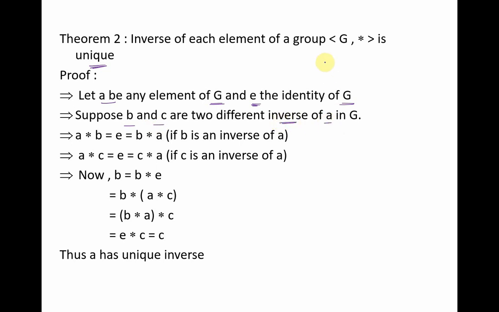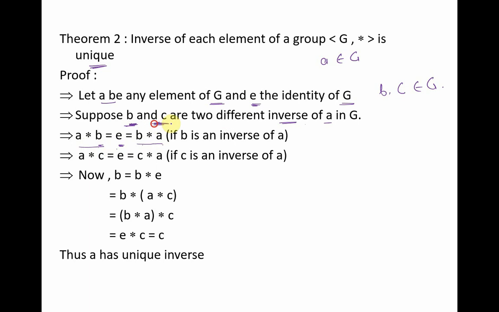Once again, remember, if A belongs to G, then any inverse of A will also belong to G. So B and C, the two inverses that I am assuming here, both belong to G. If B is an inverse of A, I can write A star B is equal to E, as it is associative. So A star B is equal to B star A. It will be the same as left inverse or right inverse. So if B is an inverse of A, I can write A star B is equal to E or B star A is equal to E.